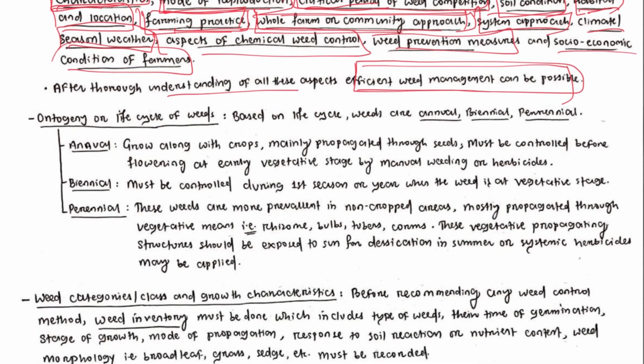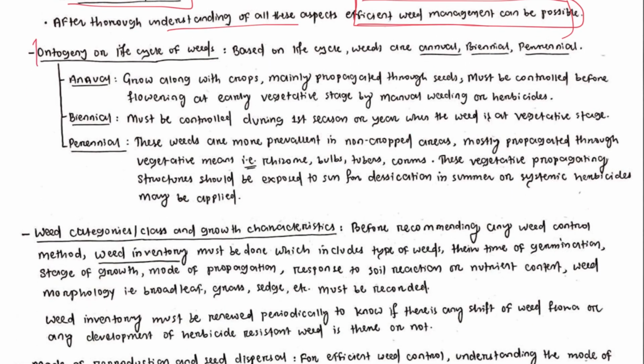Then let's discuss one by one why we should study the ontogeny or life cycle of the weed. Based on ontogeny or life cycle, how weeds are classified, we have already discussed in our classification class. They are basically classified as annual, biennial and perennial. What are the annual weeds?